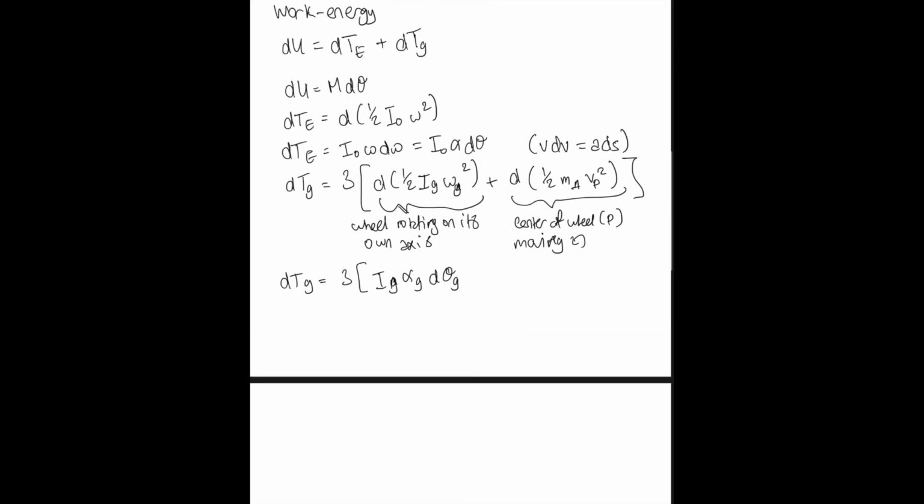And now if we simplify that, we get 3 multiplied by I_G alpha_G d theta_G plus m_G v_P dv_P.